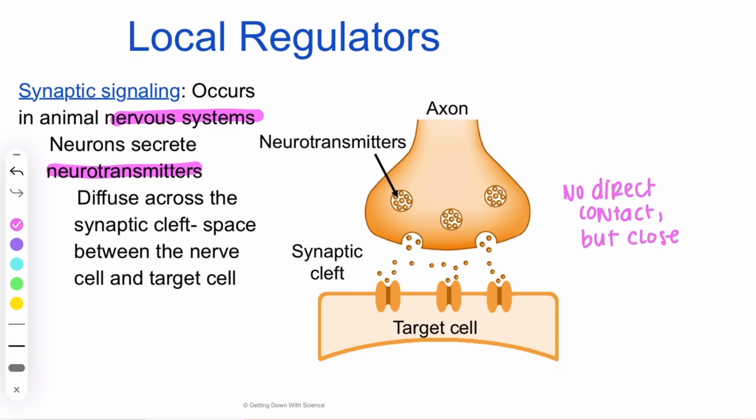So the cells are right beside each other, but they're not directly touching each other. Once again, I have vesicles that are doing exocytosis here and releasing neurotransmitters and going to the target cell, the intended cell for that message.